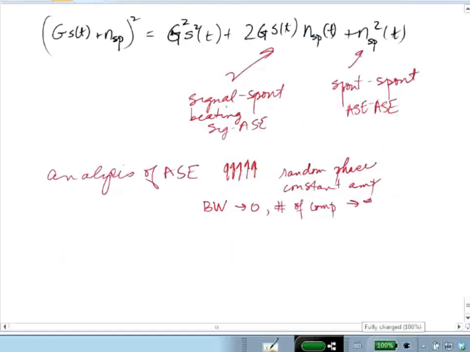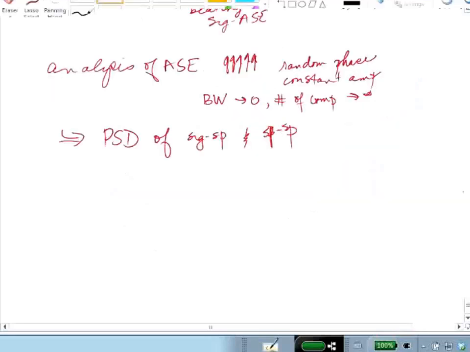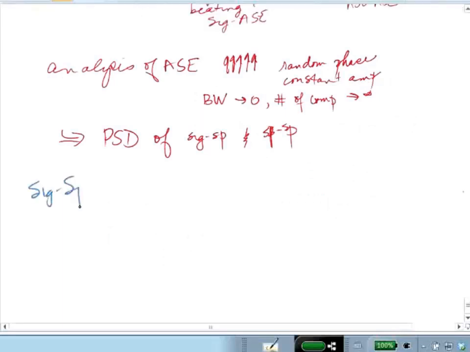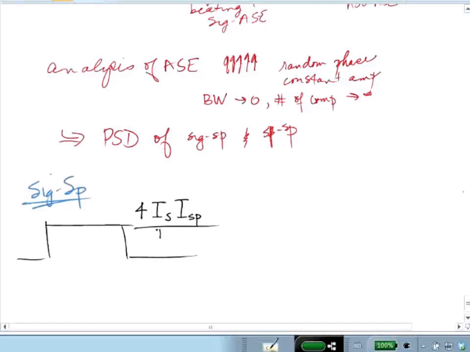And in that analysis, I'll just give you the results of it. This analysis gives the power spectral density of the signal-spontaneous and the spontaneous-spontaneous beating terms. So I refer you to that paper if you're interested in the details. Right now I'll just give you the results. So the signal-spontaneous term. In this case, we get a flat PSD whose height is proportional to 4 times the photocurrent induced by the signal times the photocurrent induced by the spontaneous emission divided by B0.